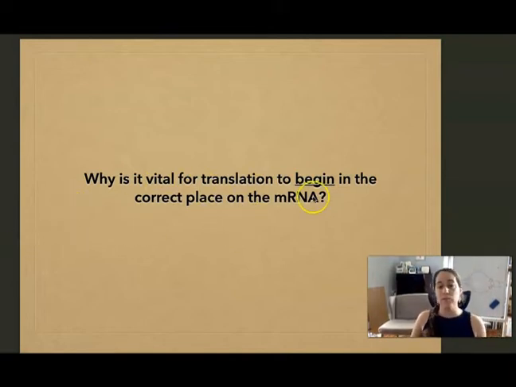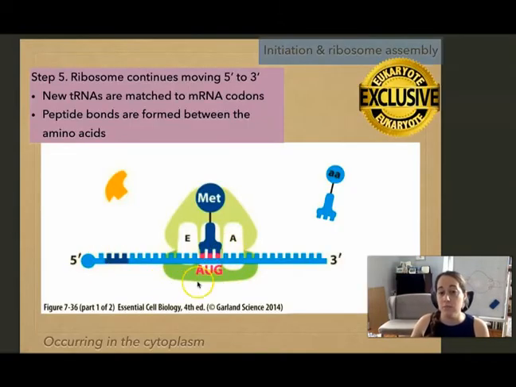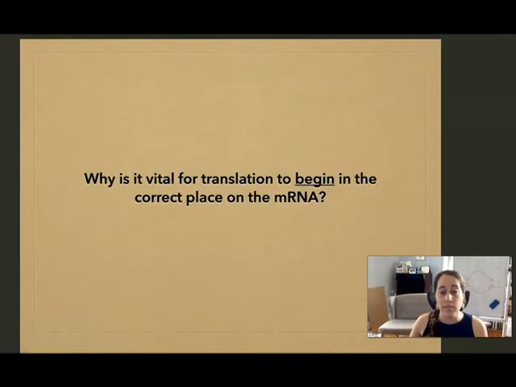So why is it vital for translation to begin in the correct place? Well, if it doesn't, then you can get a frame shift mutation in the resulting protein. Because if you don't start directly at this, if you shift one nucleotide down, first of all, it's not going to match up with the methionine anticodon, but also you would cause a frame shift for the reading of the rest of this mRNA. And if you shifted over 3, then you'd be losing an amino acid. So you're going to change the structure and probably the function of the protein if you don't begin at the start site.